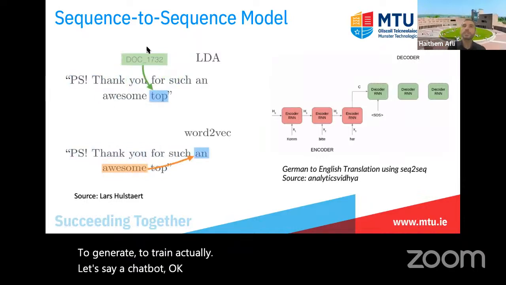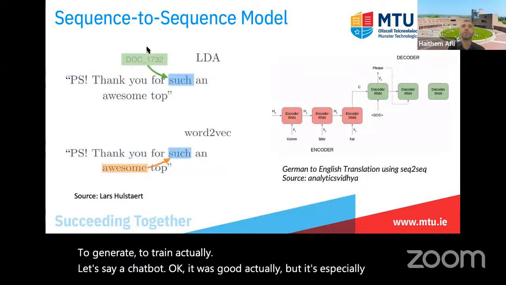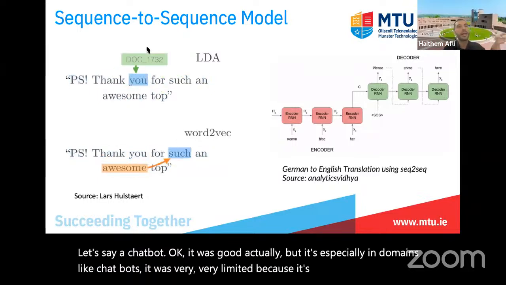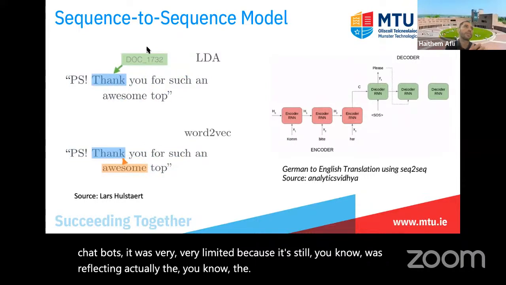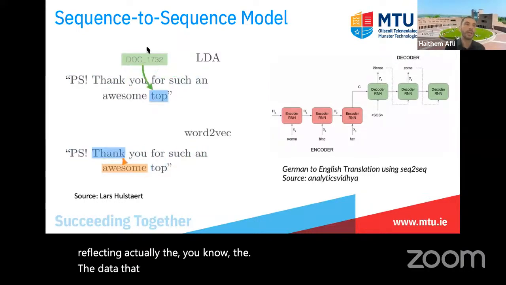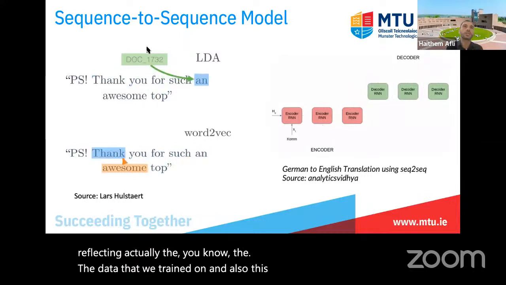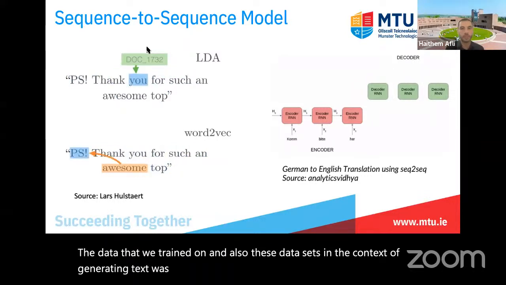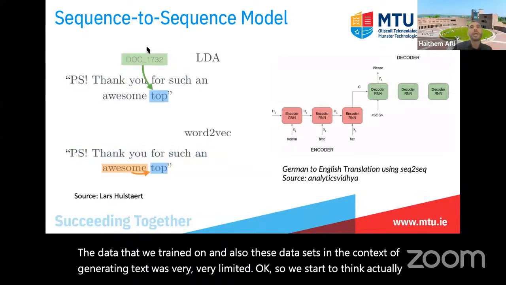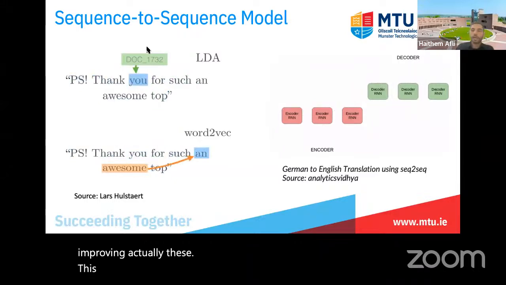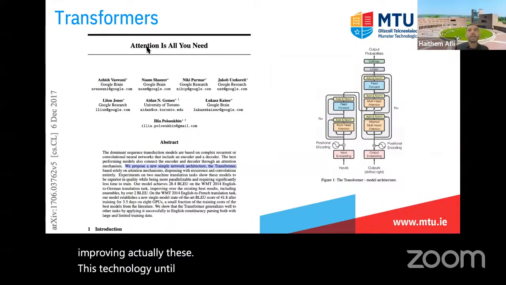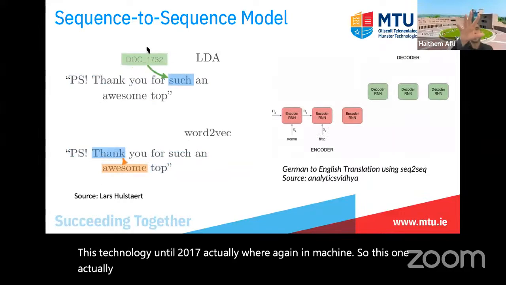Okay, it was good actually, but especially in domains like chatbots, it was very, very limited, because it was still reflecting the data that we trained it on, and also these data sets in the context of generating text were very, very limited. So we started to think about improving this technology until 2017, where again in machine translation, this one was actually coming from machine translation.